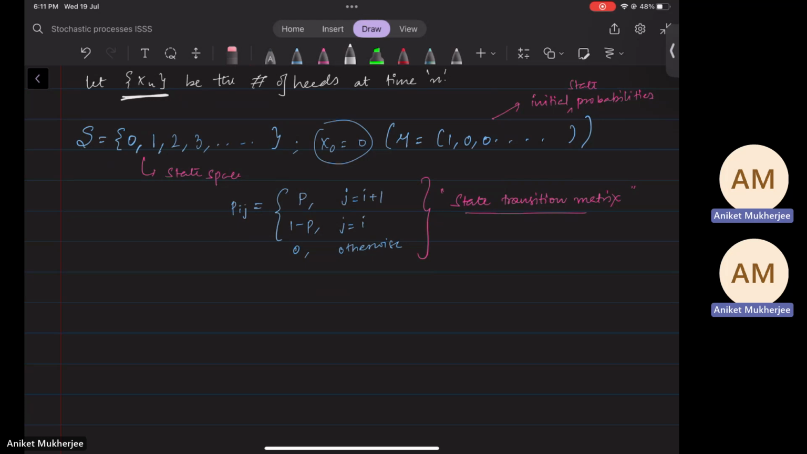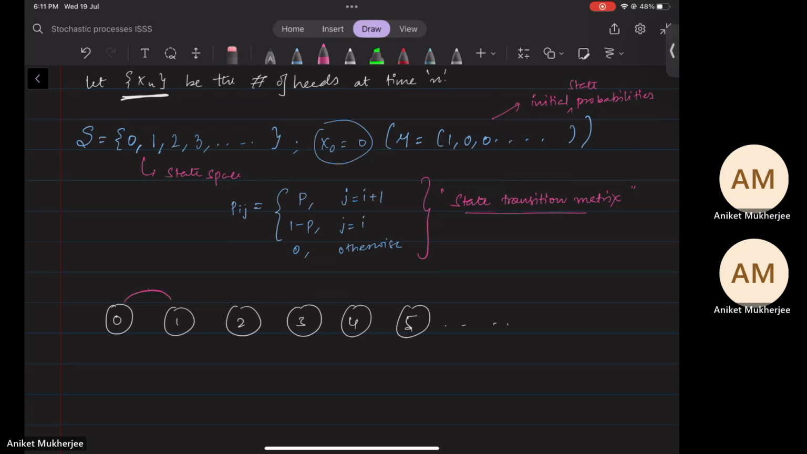So you plot out all the states that are possible. So 0 state is possible, 1 state is possible, 2 state is possible, 3 state is possible, 4 state is possible, 5 state is possible, and so on. Now, the state transition matrix tells you that if you're at 0, you go to 1 with probability p. But you stay at 0 with probability 1 minus p, because if you land a tail, then the number of heads are not increasing. So you land a tail with the probability of 1 minus p.